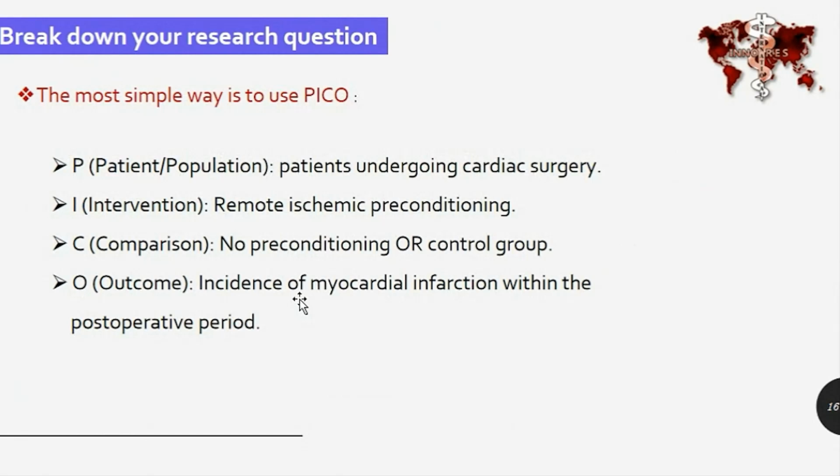So what is the particular patient or population in question here? These are the patients undergoing cardiac surgery. What is the intervention that we are going for? Remote ischemic preconditioning. What is the comparison that we are going to use? That is the control group or no preconditioning. And what is the outcome that we want to measure based on the intervention? That is the incidence of myocardial infarction within the postoperative period. So, see, when you break down your research question using PICO, it becomes simpler and much more understandable in that sense.